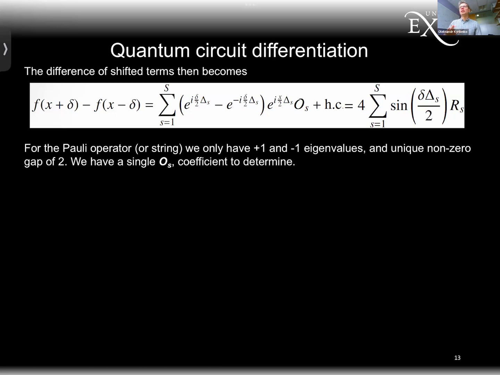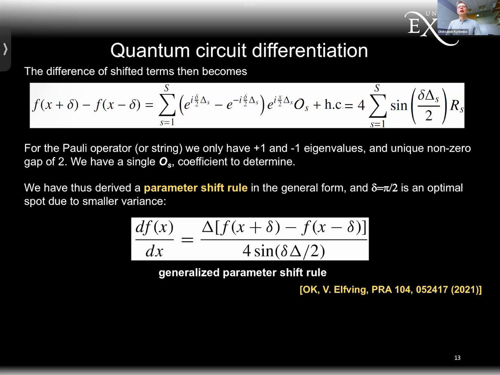So if you manage to evaluate the functions at two different shifts, you have some information about the system, but not all, because you don't know the coefficients R_s. But if there was just a single gap, the entire sum represents just a single term, and your derivative can be evaluated by taking the difference between two shifted functions and divided by sine delta times delta capital over 2. And that becomes a generalized parameter shift rule, because it means that in principle, if delta is very small, I can reproduce the finite difference. If delta is such that two function values are distinct, in this case pi over 2, it becomes just a regular parameter shift rule.